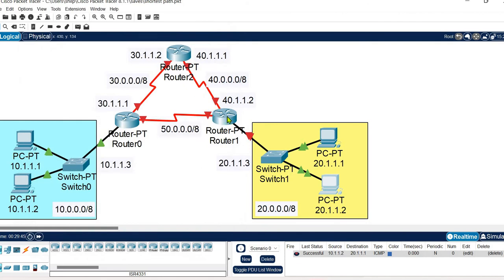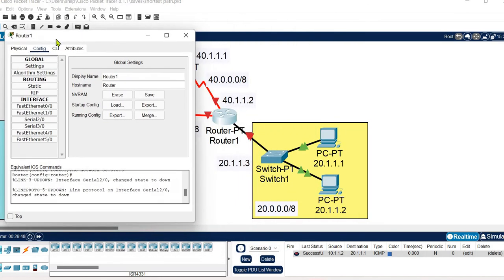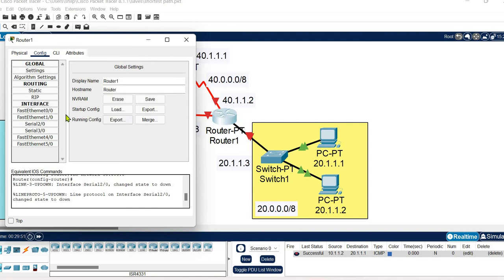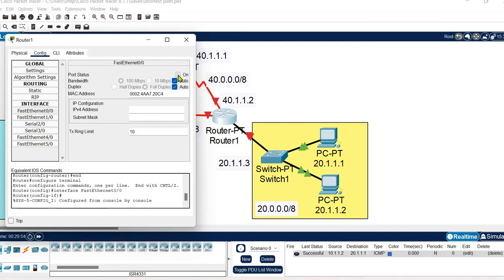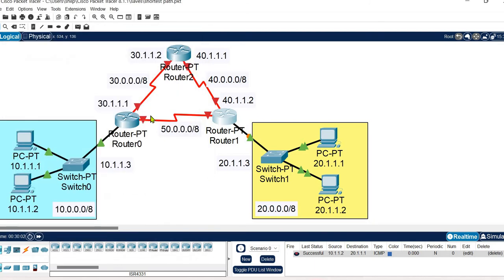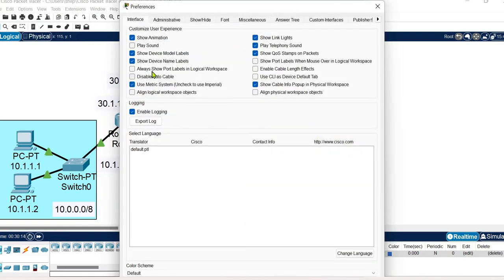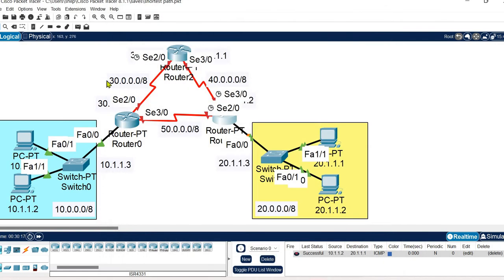Now we need to configure this router. This router is also connected to FastEthernet 0/0, turn it on and add the gateway 20.1.1.3. Done. Now both routers are configured for their directly connected networks. This dot is still red, so it is taking some time. By the time it is configured, we must turn on the preferences to show the port labels for further configuration.